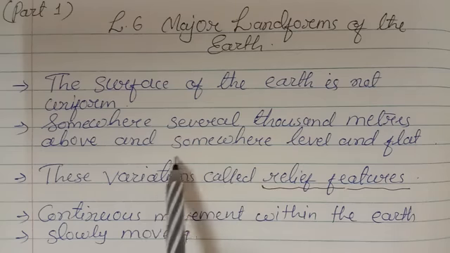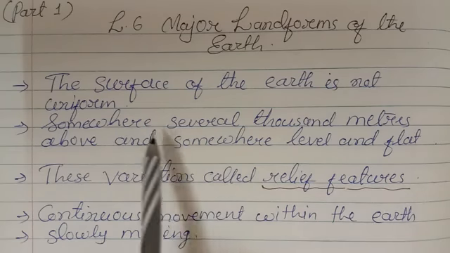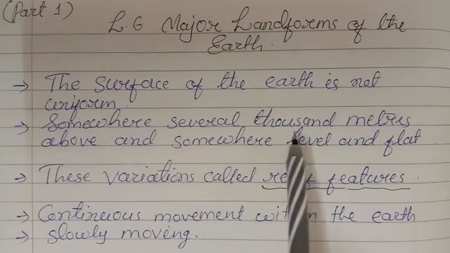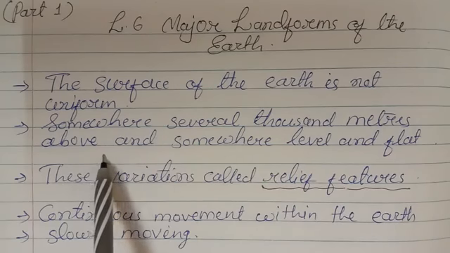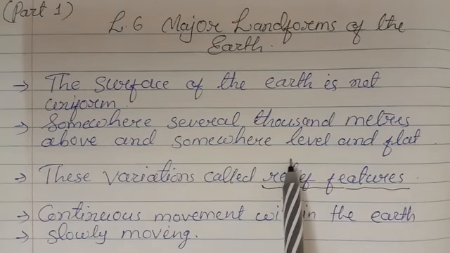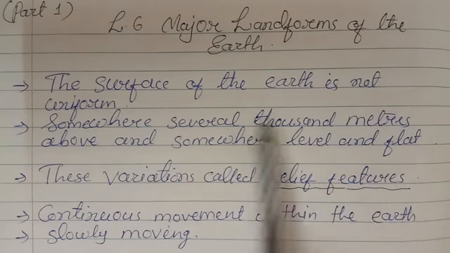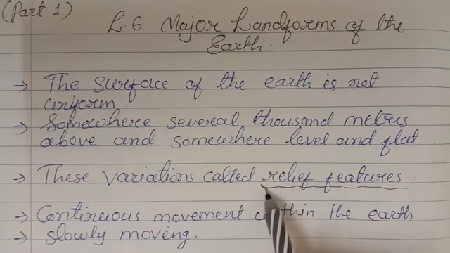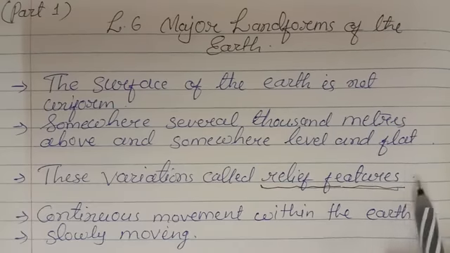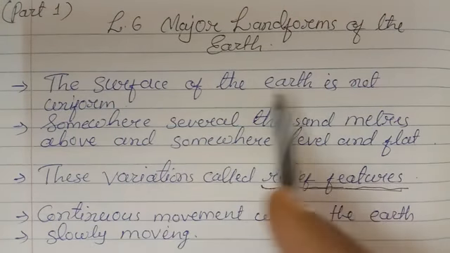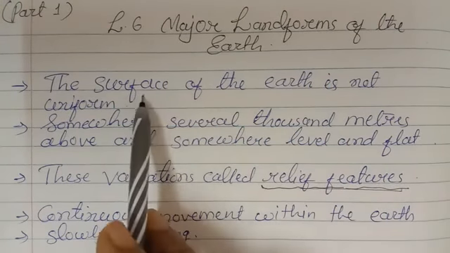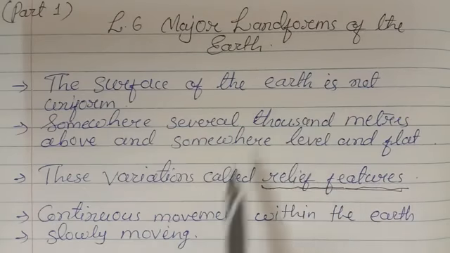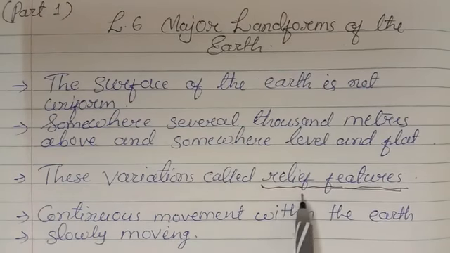So whatever these variations are, somewhere the land is above the mean sea level, somewhere it is in level or flat. These variations are called the relief features. Understood what relief features are? Whatever the different landforms we are able to see on the surface of the earth, that is called the relief features.